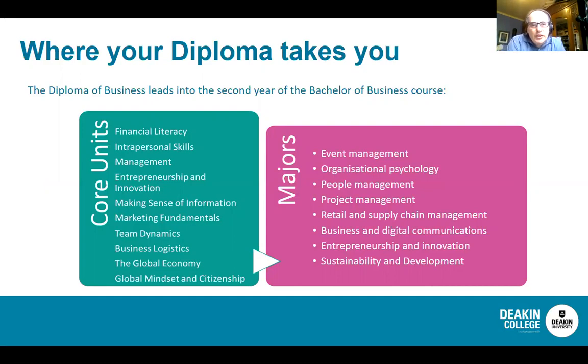On the right-hand side, you can see there's a number of different majors that you can do in your second and third year at Deakin University. So there's a whole lot of different things you can do. If you wanted to have a look now at those majors in more detail, I'd recommend going on to the Bachelor of Business program at Deakin University and having a look at what units you'll be doing. I think it's always good to see what sort of studies you'll be doing in your second and third year now to just give you some extra motivation to study in your first year.